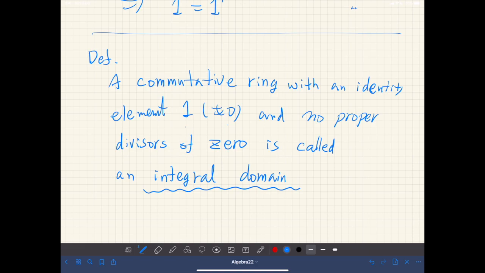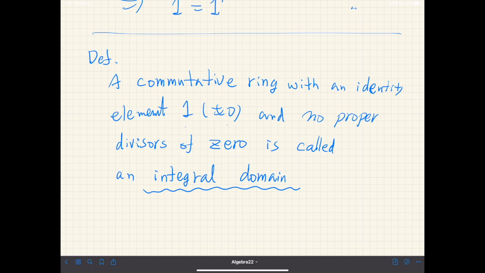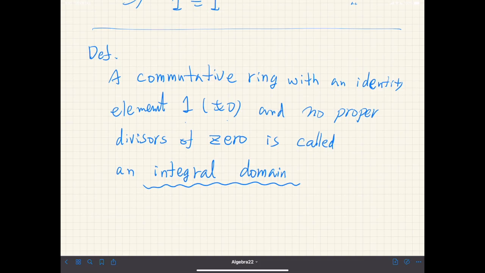So an integral domain is a ring in which multiplication is commutative for all pairs of elements, and it has an identity element 1 and no proper divisors of 0. That means if a product of two elements is 0, then one of the elements must be 0. That's what no proper divisors of 0 means. If that's the case, we call that ring an integral domain. An integral domain is a ring that behaves much like the set of integers. So this integral refers to integers.